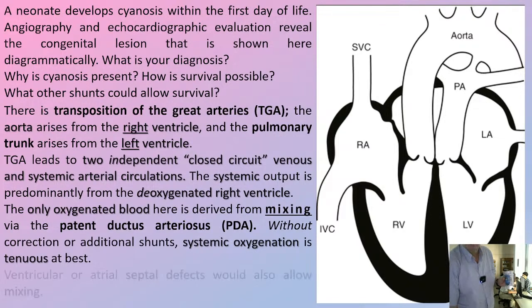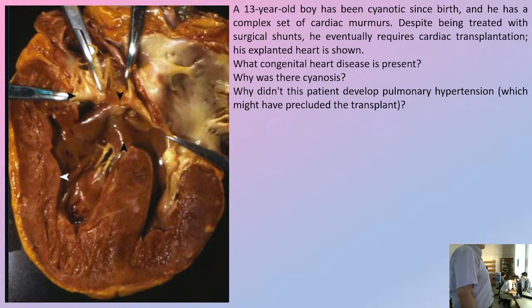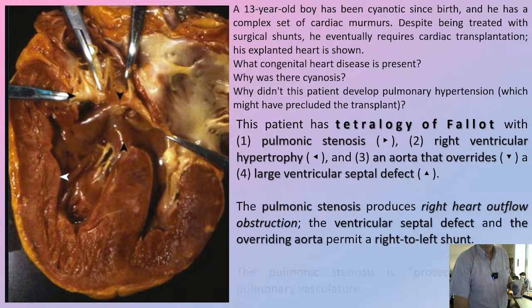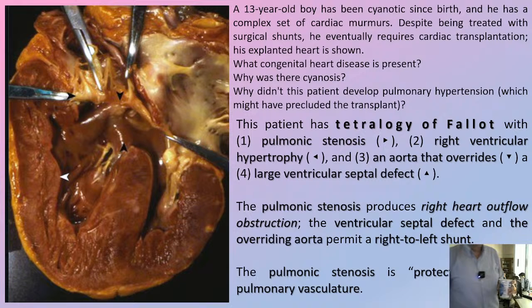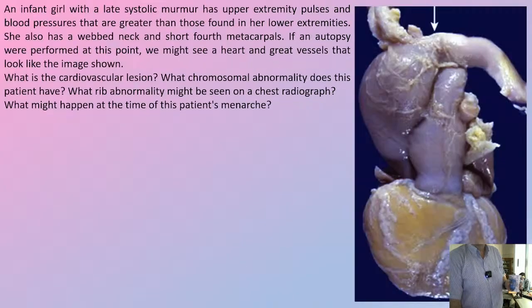Next. Here. This is tetralogy of Fallot. What is there? There is a big defect between the ventricles and the overriding aorta, and there is a stenosis. There is a stenosis in the right ventricle leading to the pulmonary artery. So what will the patient have? Cyanosis, because the shunt will be from right to left. However, this pulmonary stenosis prevents pulmonary hypertension, as you can presume.